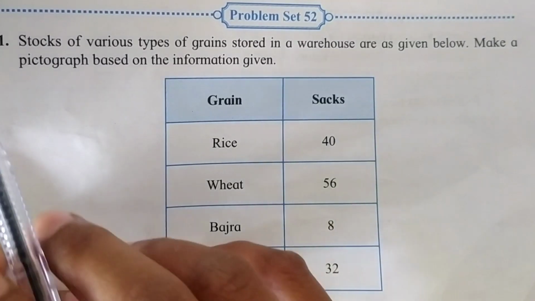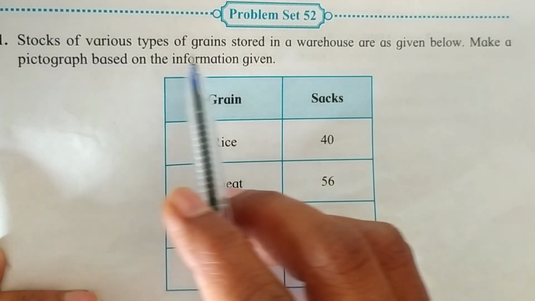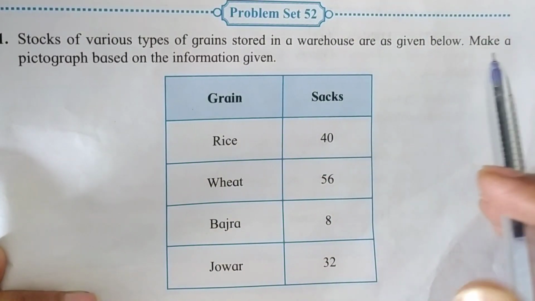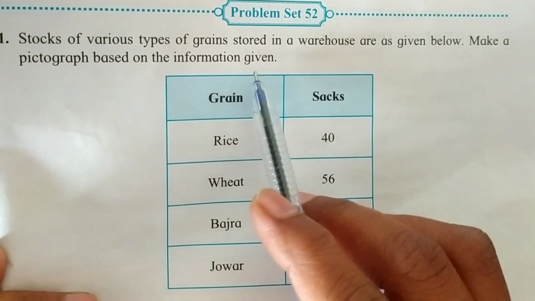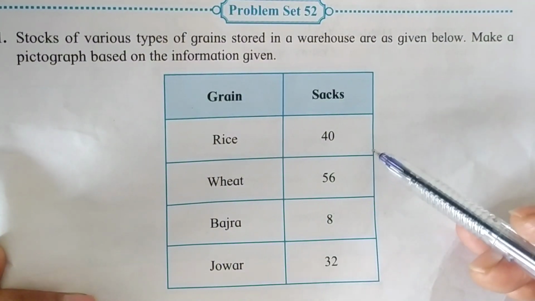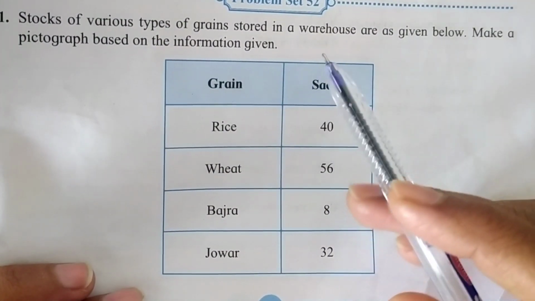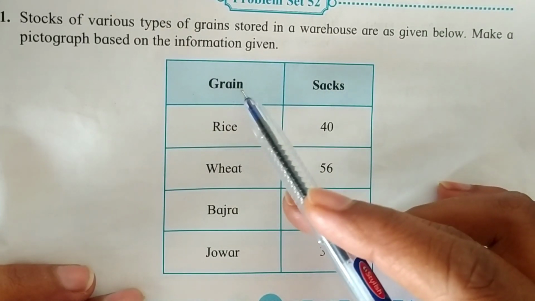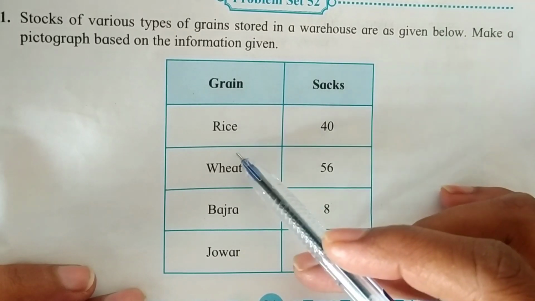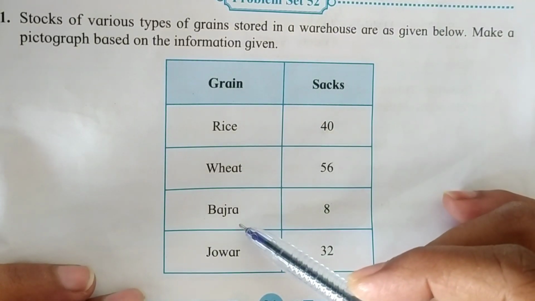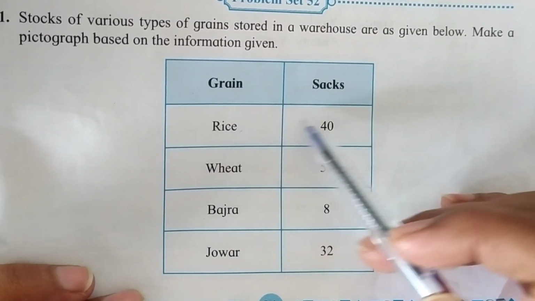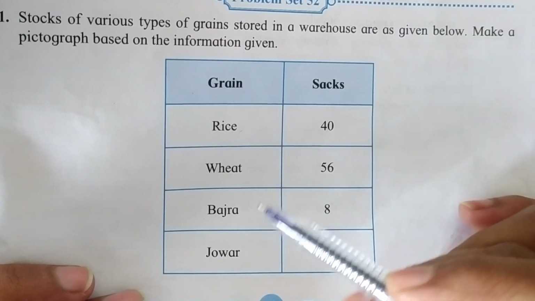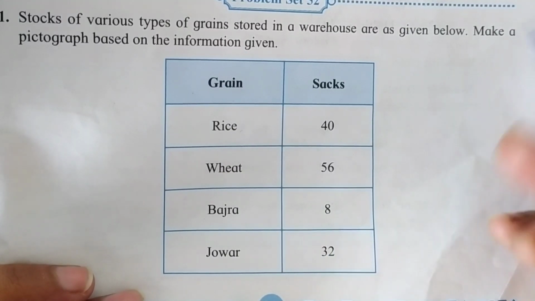So the first question is: stocks of various types of grains stored in a warehouse are as given below. Make a pictograph based on the information given. Here the information is given. Let's read it. There are two columns, grain and sacks, and the types of grains are rice, wheat, bajra and jowar. Rice has 40 sacks, wheat has 56 sacks, bajra has 8 sacks and jowar has 32 sacks.